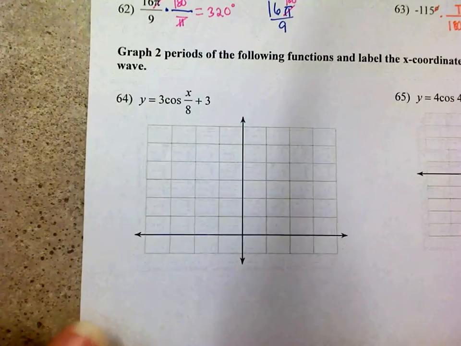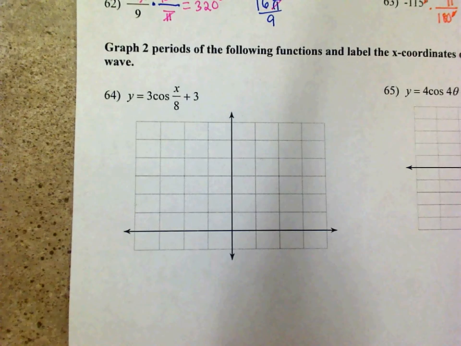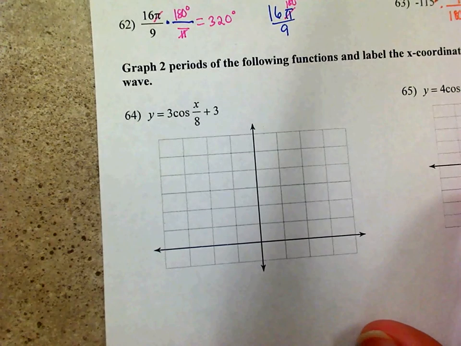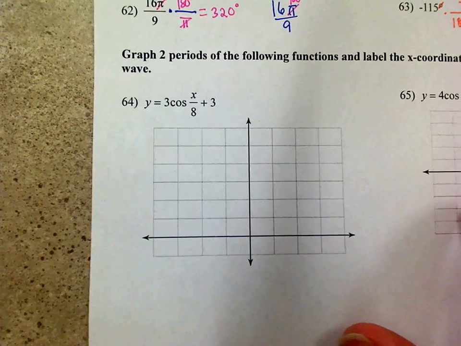It says graph 2 periods of the following. So here's what I know. I know that the +3 on the outside determines the vertical shift, how much you go up and down, which will tell you your midline. So I go 1, 2, 3.